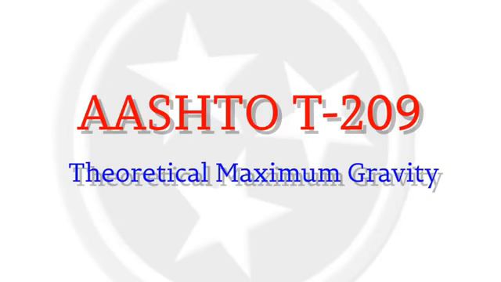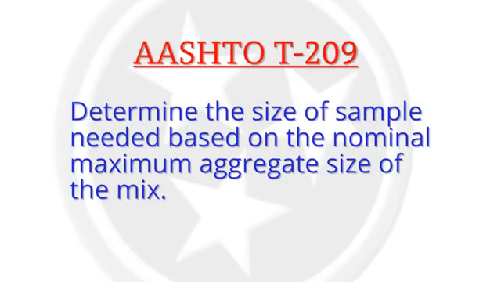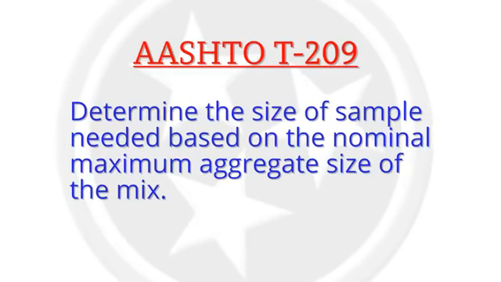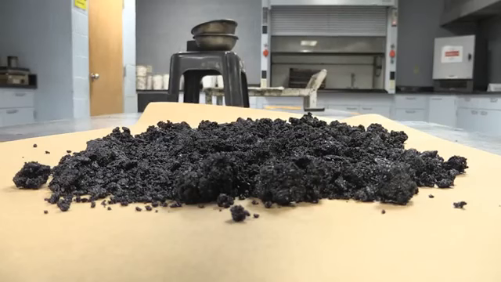AASHTO T209. Theoretical maximum gravity. Determine the size of sample needed based on the nominal maximum aggregate size of the mix. Take a large sheet of craft paper and spread the sample out over the paper.